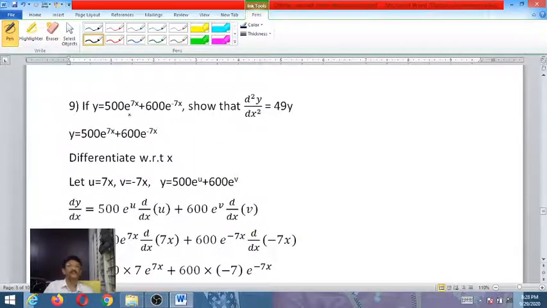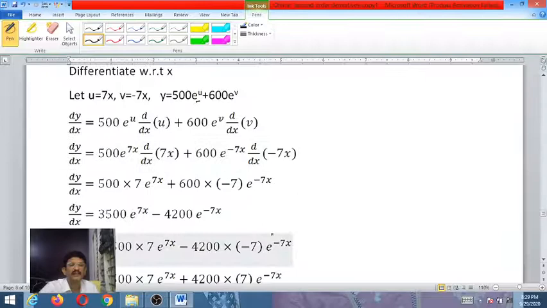y equals 500 e power 7x plus 600 e power minus 7x. Then prove this result. Okay. First differentiate. Look at here. This 7x is u. This minus 7x is v. 500 into e power u plus 600 e power v. E power u derivative, dy by dx, e power u derivative of u, e power v derivative of v. What is u? 7x. V, it is minus 7x.